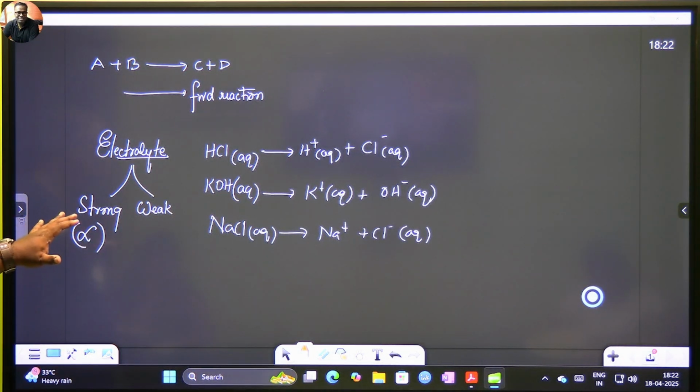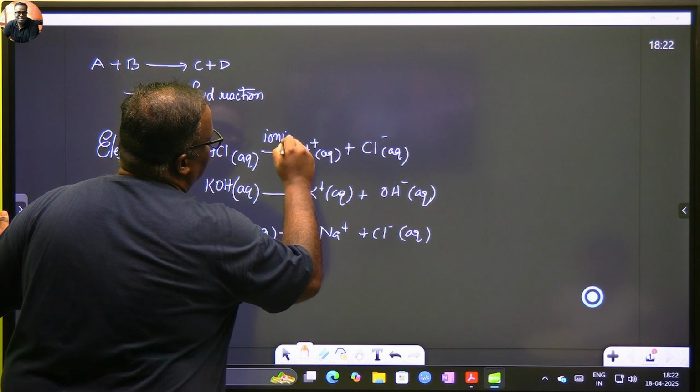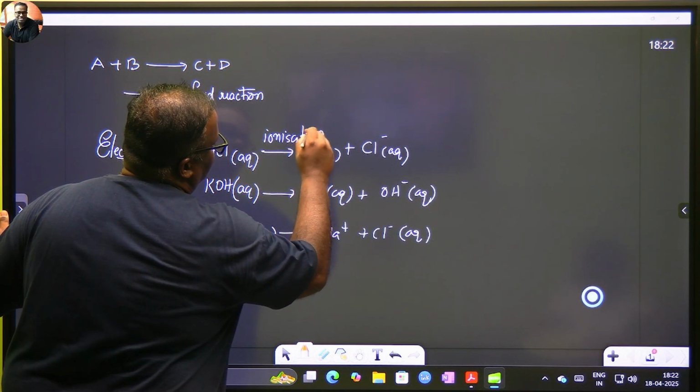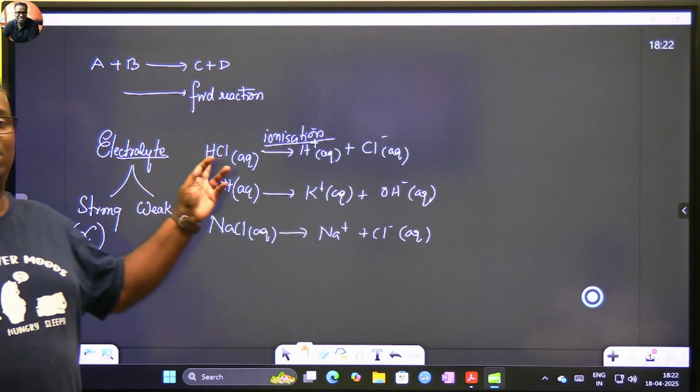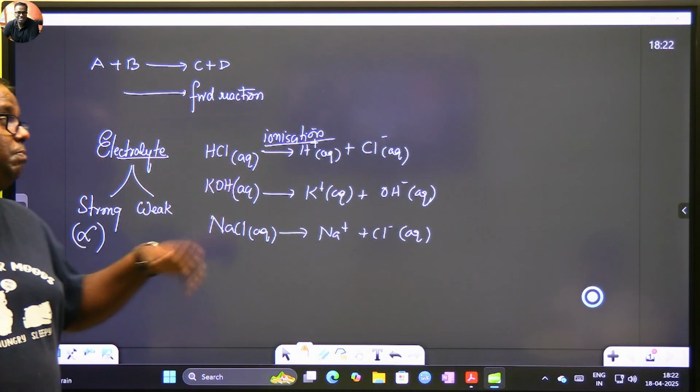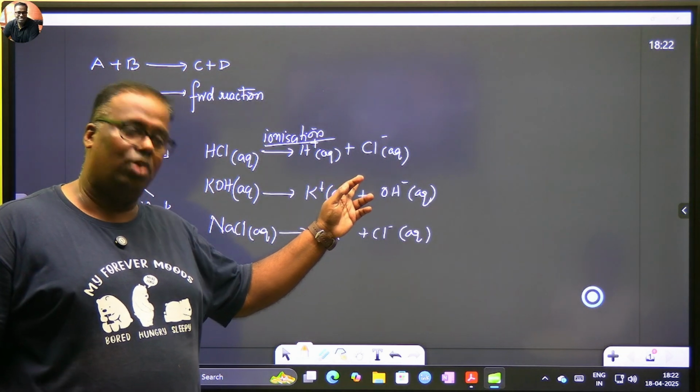Try to understand. If you have any difficulty, let me know. Now, this process is known as ionization, or dissociation of ions. I brought 1 mole HCl. It completely ionized to 1 mole H plus and 1 mole chloride ions.